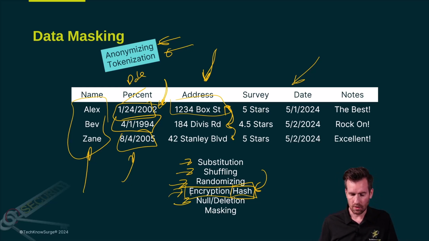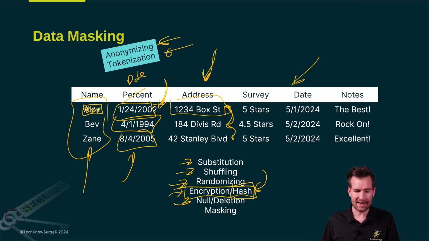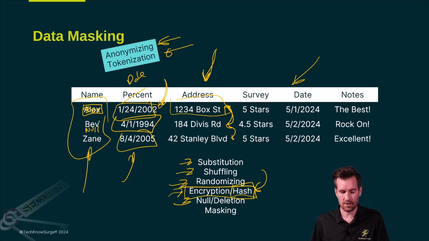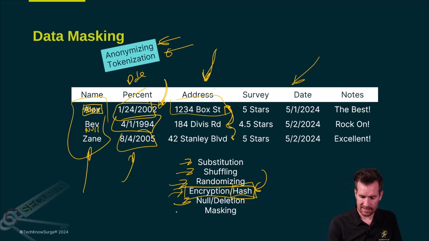We could do null values or delete the information, so we could just have these fields be non-existent, and then you wouldn't be able to see what the data is. Or when you put a null value in, you'd put an actual null in there, or just a dummy value. And you do that for all of the records. I've certainly seen that before.